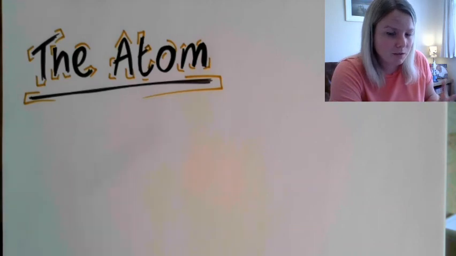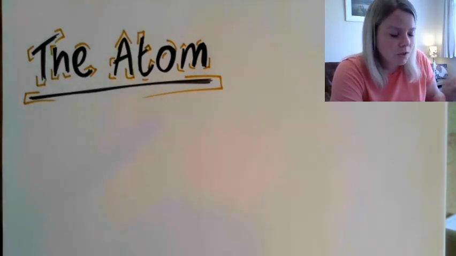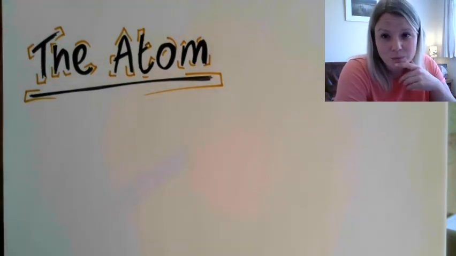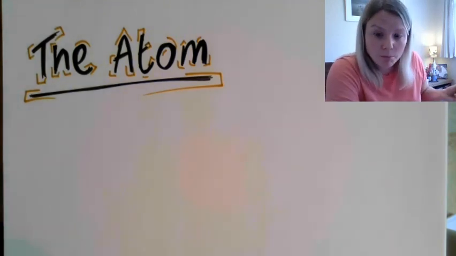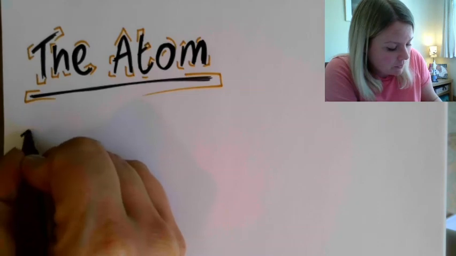So the first thing that we need to know is about this old model of the atom that scientists used to think was the case before there were experiments to prove what we now know about the atom. So the one that we need to know about is called the plum pudding model.